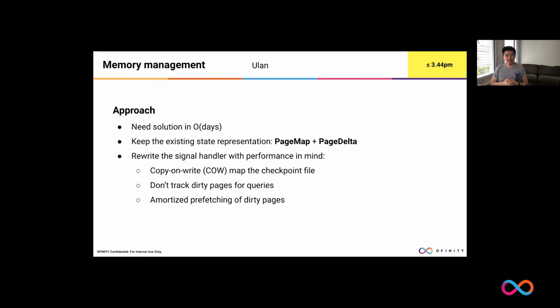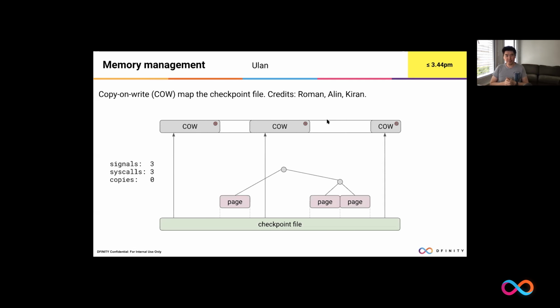On the next slide, this is the idea that I first heard from Roman, then Alin told me also independently, and it's all based on the previous work by Kiran. So the idea is, since we have this checkpoint file, there's an operating system primitive that allows mapping big portions of that checkpoint file to the WebAssembly memory without paying for copying.